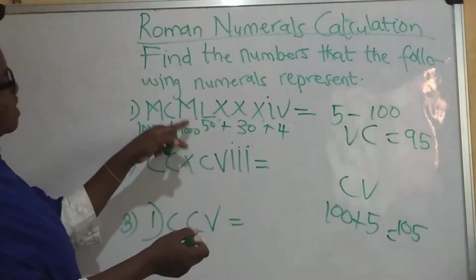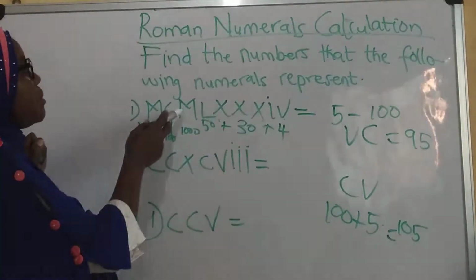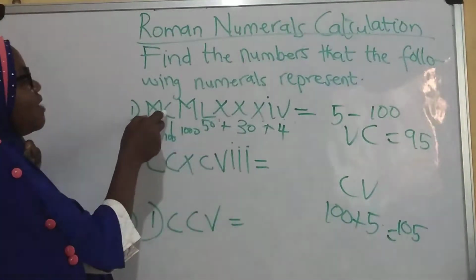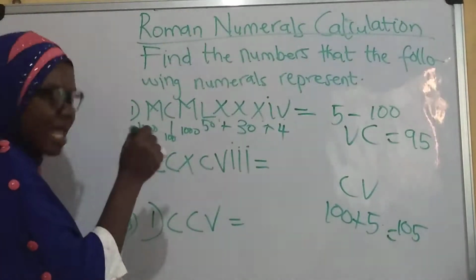Now this M is 1000. Now look at this. You have to be very careful here. You have M, which is 1000. You now have, at the back of it, C, which is a smaller number.